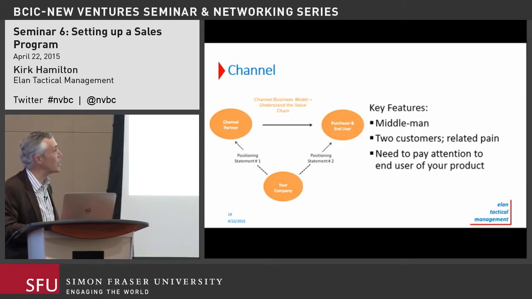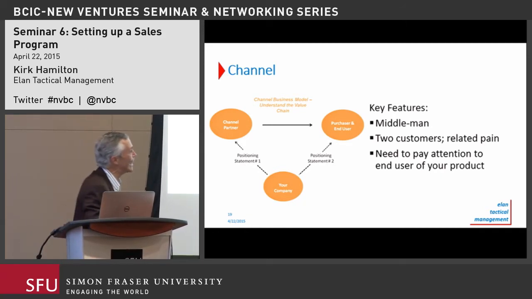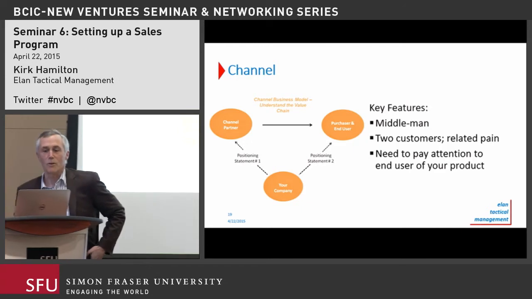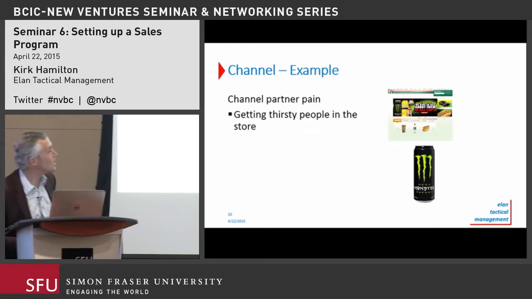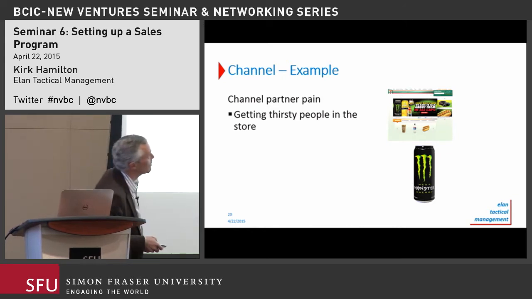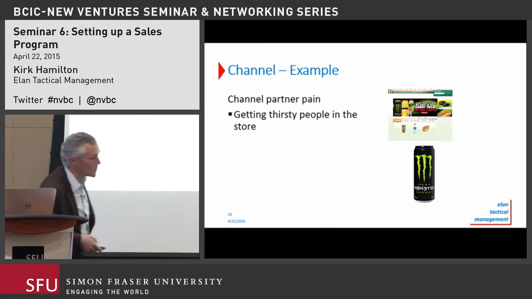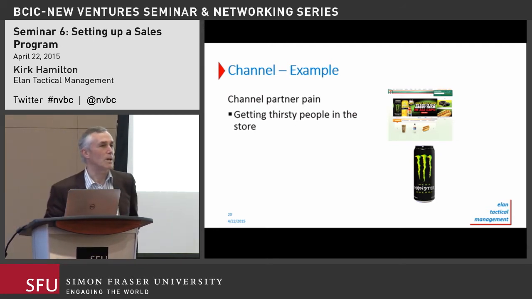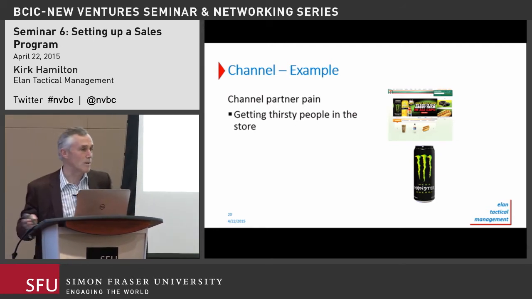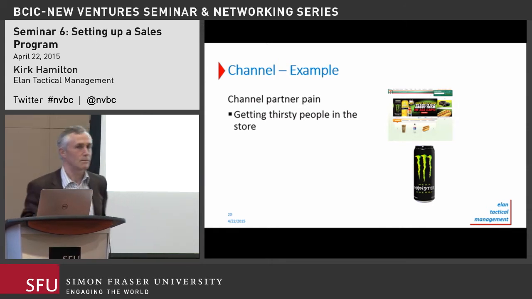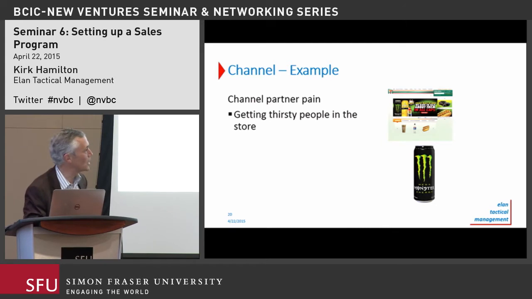So there is a middleman. You have two customers. They have a related pain. You need to pay attention to the end user of your product. Here's an example. The channel partner pain here: a convenience store, 7-Eleven, is trying to get thirsty people into the store, because they know if they get thirsty people into the store, they can sell them a bunch of other stuff. Chips and other drinks and things like that.